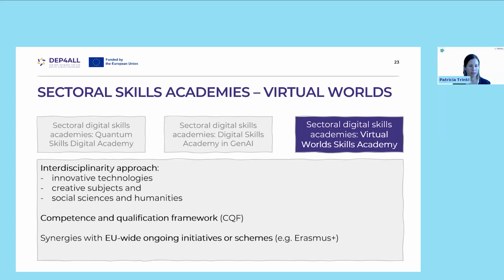So here, the main goal is to build up the competence and qualification framework, the so-called CQF, and also, of course, synergies with EU-wide ongoing initiatives or schemes. We tried to provide you with some DEP-funded projects under SO4. Couldn't find any. So you need to have a little bit of broader view and look into the initiatives which Daniela showed you also under the policy part.